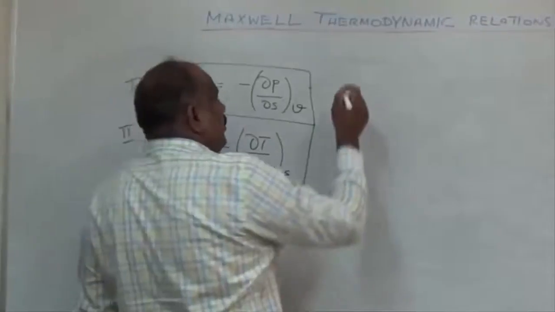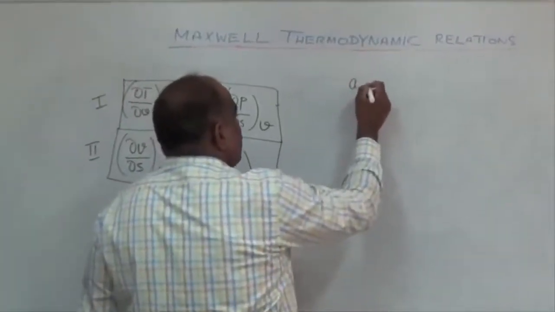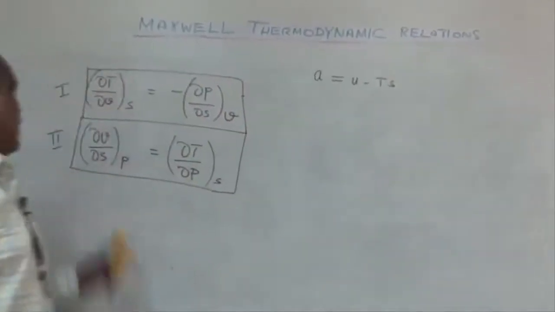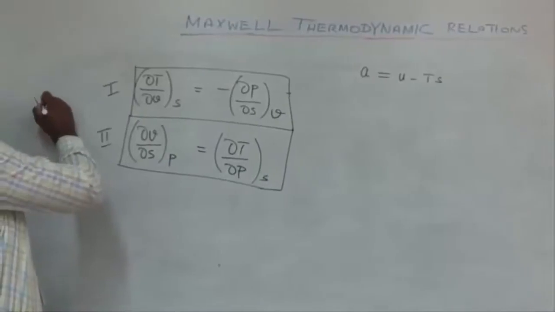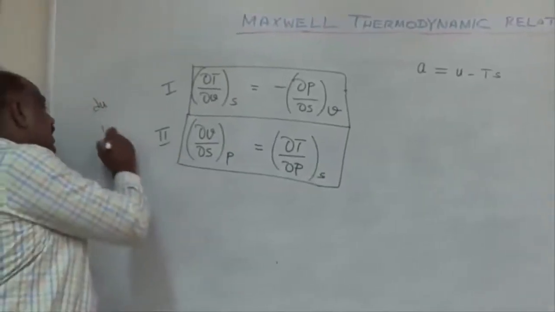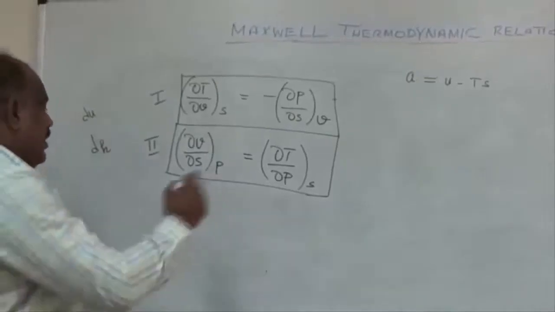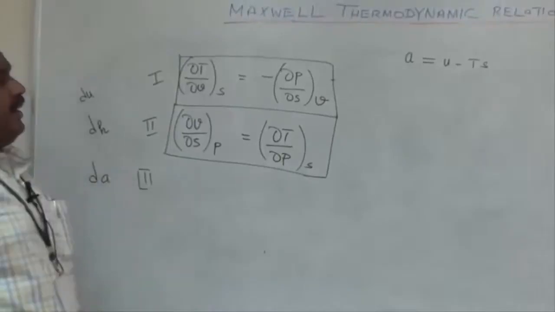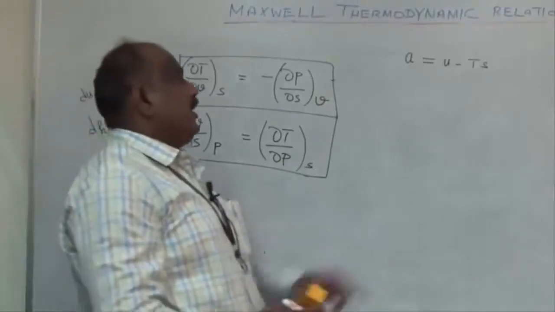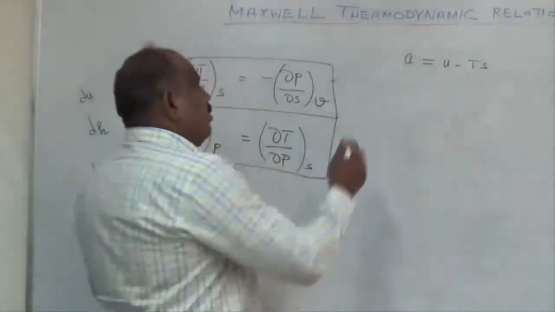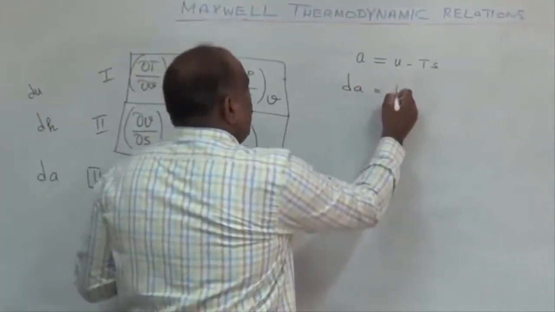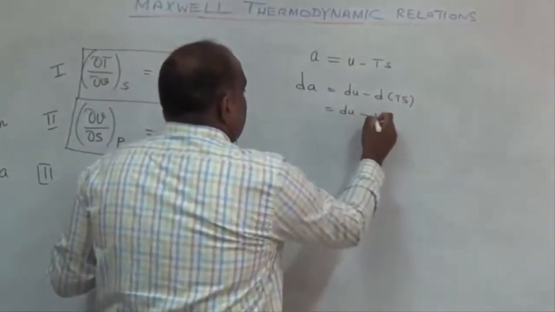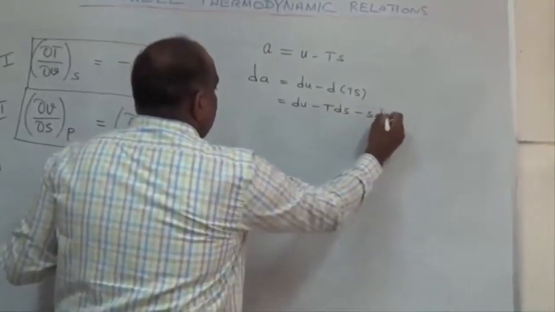For deriving the third relationship, I am going to use the Helmholtz function A equal to U minus TS. The first Maxwell relation is based on dU. The second Maxwell relationship is based on dH. Similarly, the third Maxwell relation is based on dA, where A is the Helmholtz function given by U minus T into S. Now, dA will be equal to dU minus d of TS. So it will become dU minus T dS minus S dT.